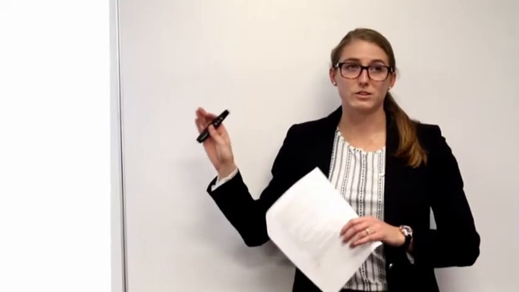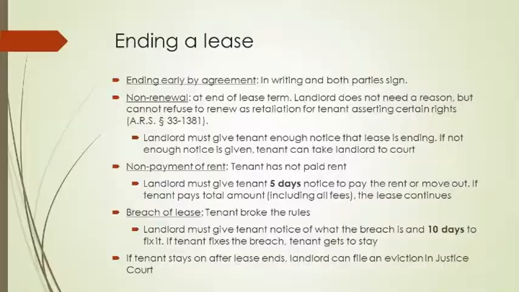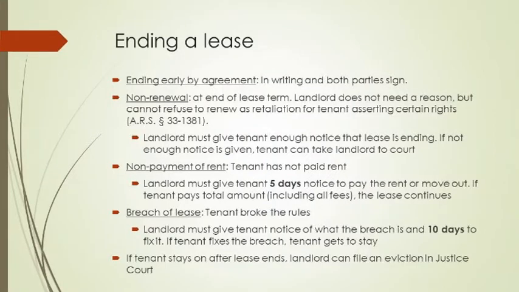So like I said, the landlord does not have to have a reason not to renew the lease, but they can't refuse to renew for retaliation. So if the tenant is asserting certain rights under the law and the landlord then tells them, oh, I'm not renewing your lease, that could be considered retaliation. It depends on the situation. It can be very difficult for a tenant to prove that the reason the landlord didn't renew is in retaliation. So tenants, keep that in mind. That can be hard to prove. And it's only for certain rights that the tenant asserts. And they're listed in this section here, 33-1381.